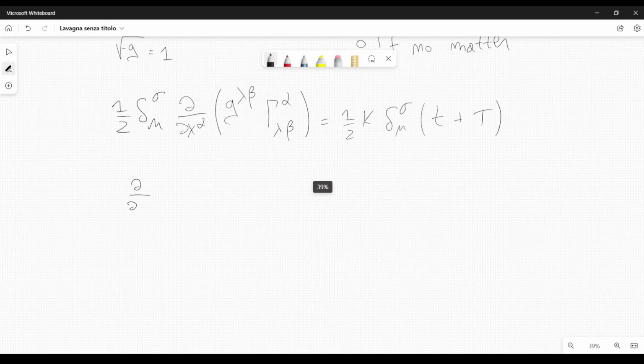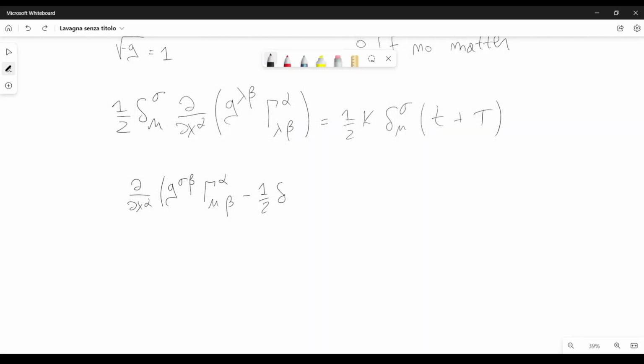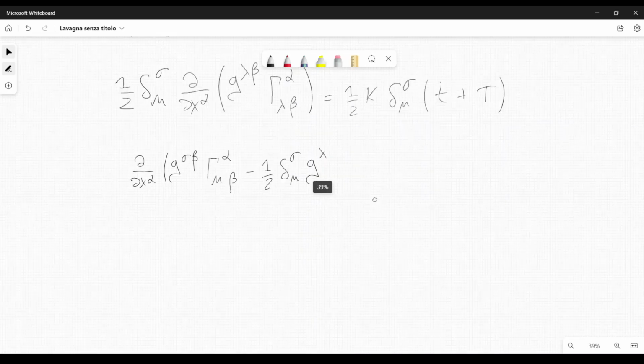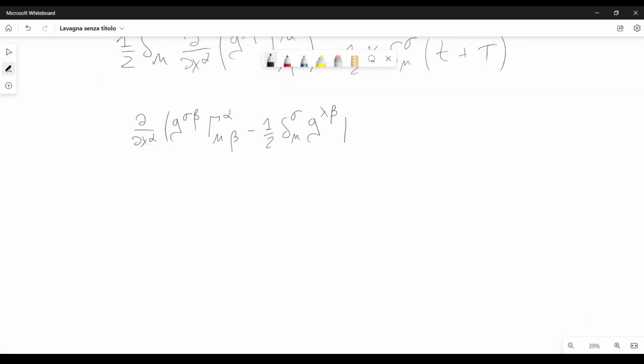derivative with respect to x alpha of g sigma beta gamma alpha mu beta minus 1/2 delta sigma mu times g lambda beta times gamma alpha lambda beta equal to minus k times lowercase t sigma mu plus uppercase T sigma mu.